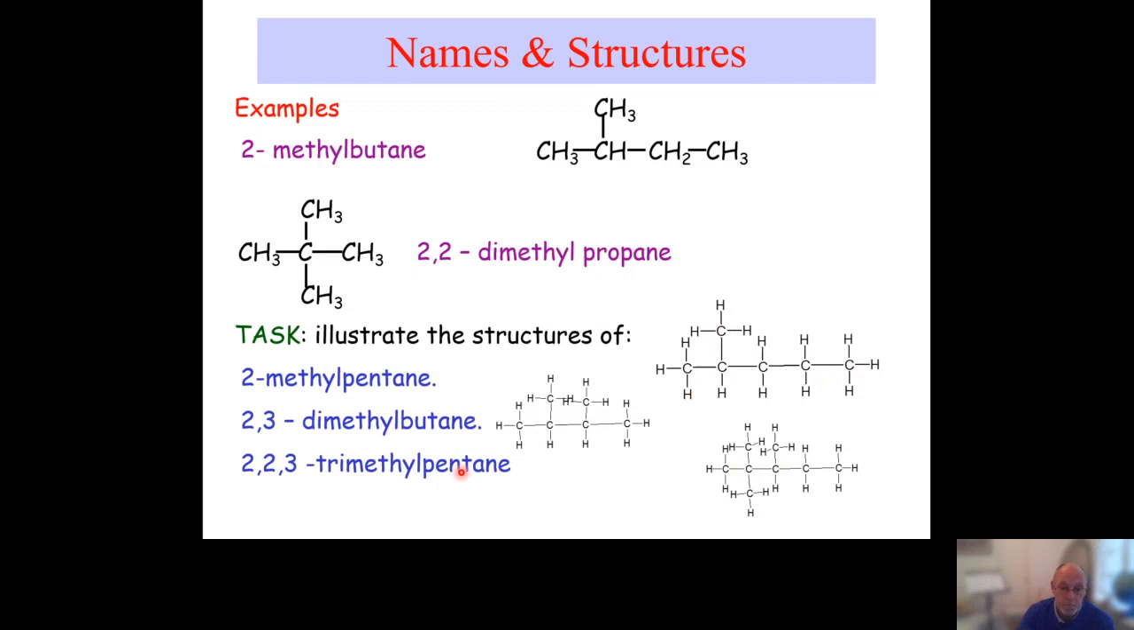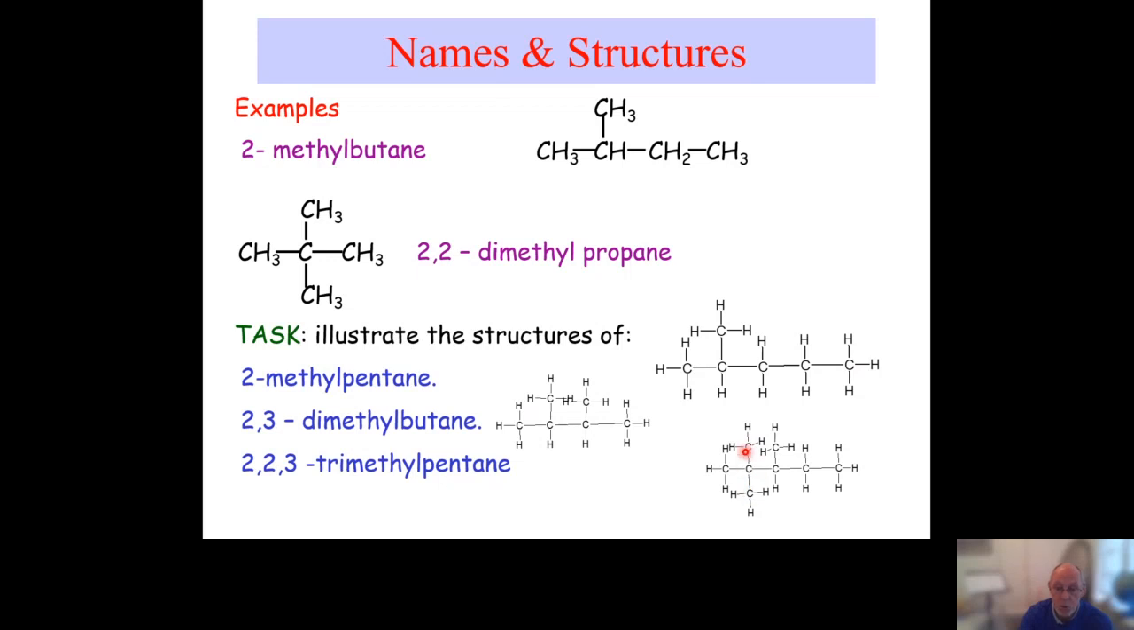So here's our last one. 2,2,3-trimethylpentane. Well, let's go and have a look. Longest chain is 5. 1, 2, 3, 4, 5. So 2,2. On the 2nd carbon, we've got 2 branches. That one there and this one here.